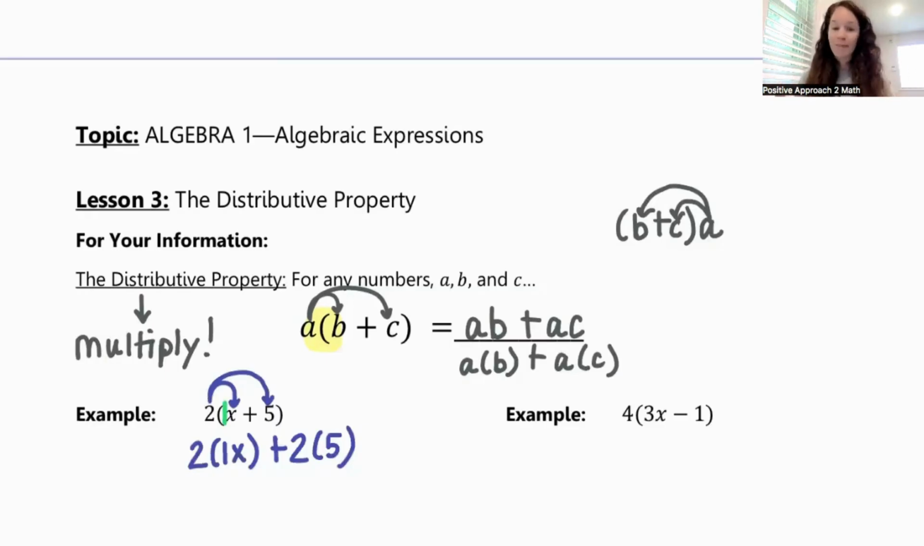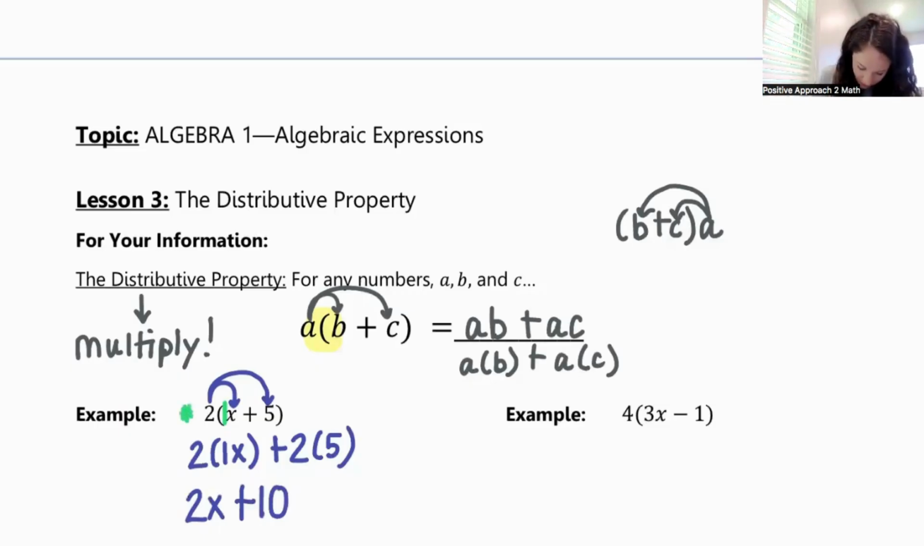You're just going to say, okay, 2 times 1x, multiply that. That gives us 2x, because 2 times 1 is 2, and 2 times 5 is 10. A lot of times it's really okay if you jump from this line right to that line. However, just make sure you recognize you're doing 2 times each of those quantities, okay?